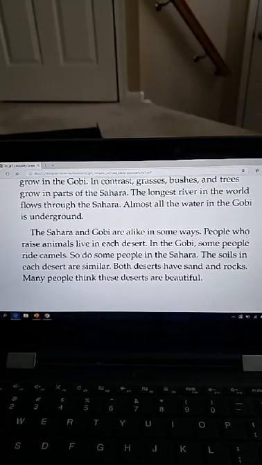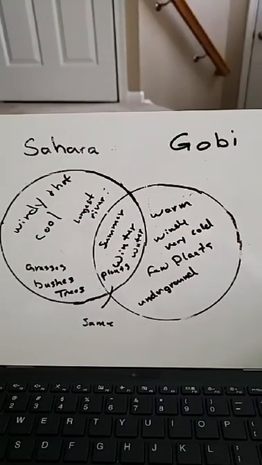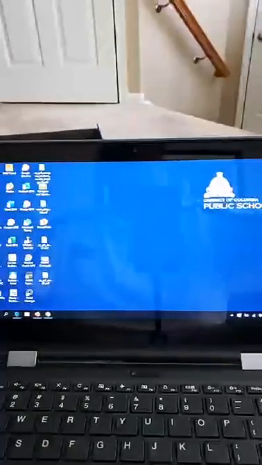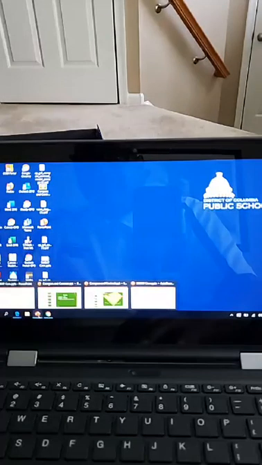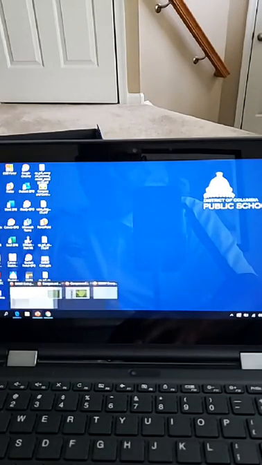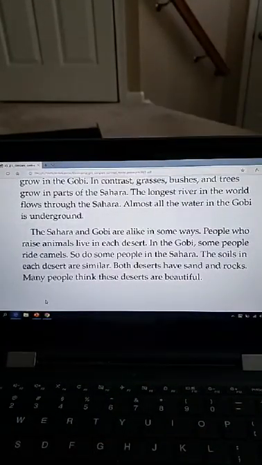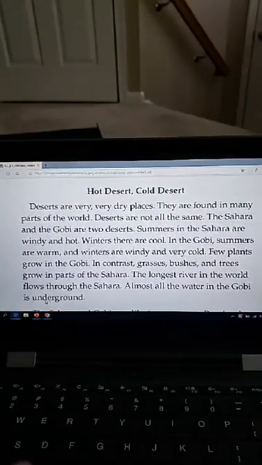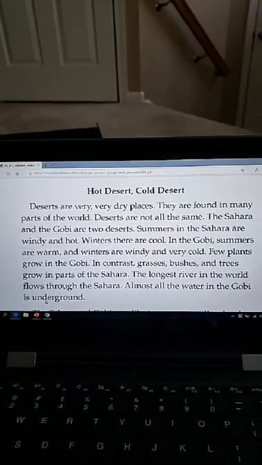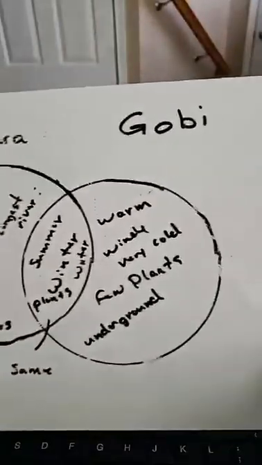So for the student who just logged in, we're finishing up our lesson. We're comparing and contrasting. We're using the Venn diagram to compare and contrast this text. When we started reading the text, the title of it was Hot Desert and Cold Desert. But as we read, we realized we were talking about two deserts, the Sahara and the Gobi.